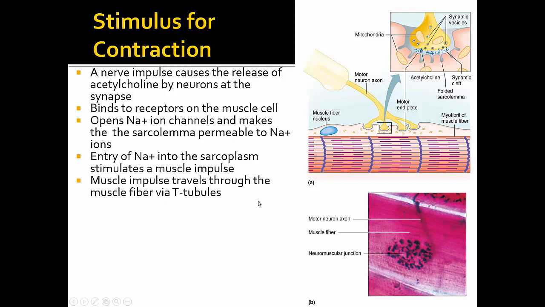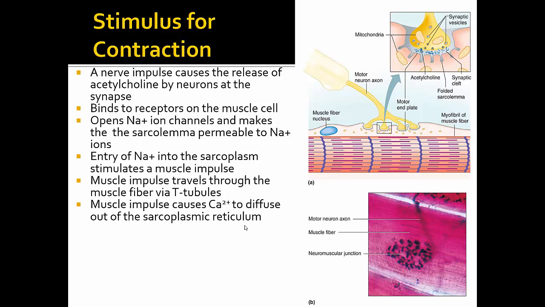If you remember from the last lecture, the T tubules go inside all the muscle fibers, and they cause calcium to diffuse out of the sarcoplasmic reticulum. So think back to that triad arrangement of the cisternae of the sarcoplasmic reticulum next to the T tubules. When the impulse travels down them, they cause calcium to diffuse out of the sarcoplasmic reticulum.